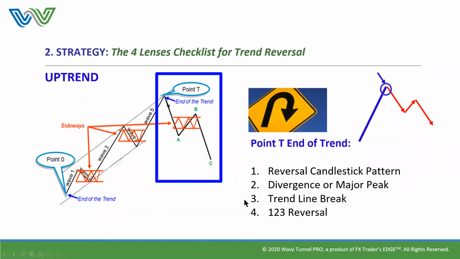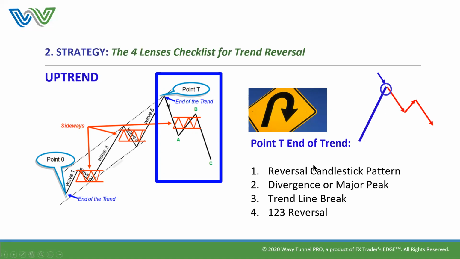4 lenses checklist for trend reversal. We're at point T or point 0, so we're either at the start of the move or the end of the move. And what do we look for? We look for a reversal candlestick pattern. We want to see that the buyers, in this case because it's been an uptrend, are losing control and that the sellers are gaining control. That's really what a reversal candlestick pattern is at market tops.